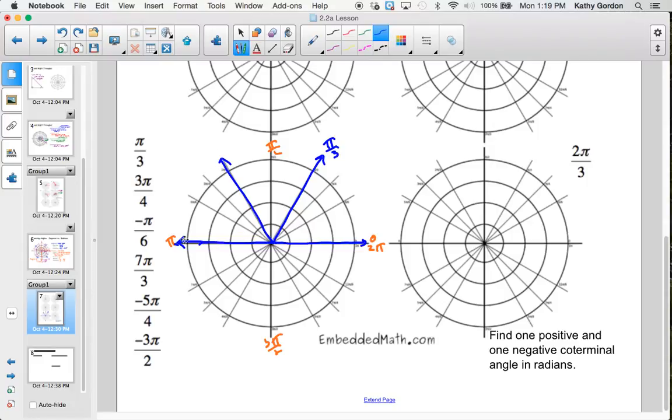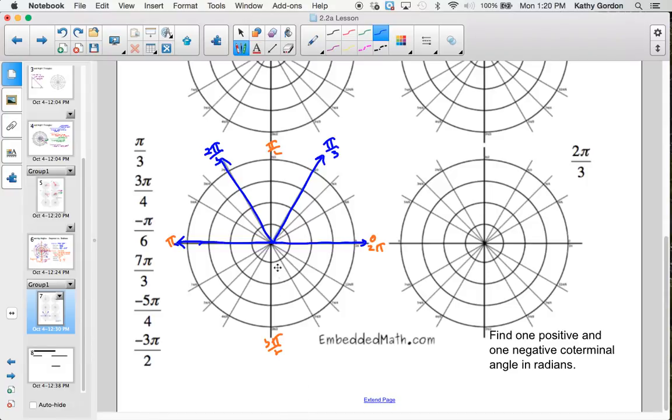That makes this what? I'm rotating through. There's pi over 3. How far am I getting to there? 2 pi over 3, right? 1 pi over 3, 2 pi over 3, 3 pi over 3. What does that reduce to? Pi. Okay, so I'm halfway around.